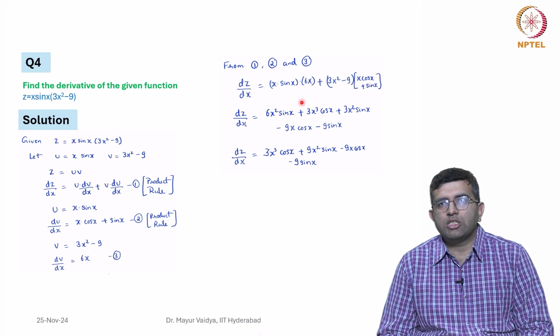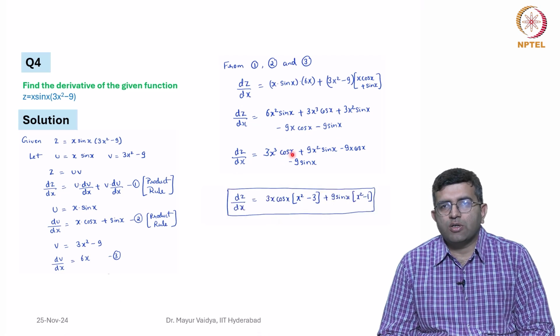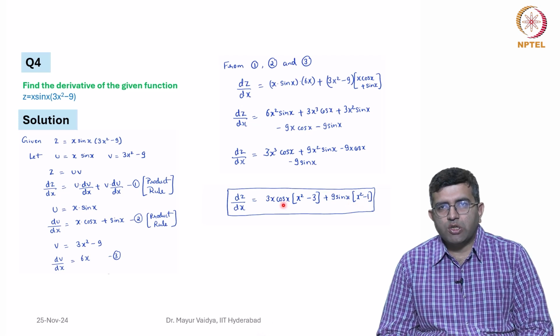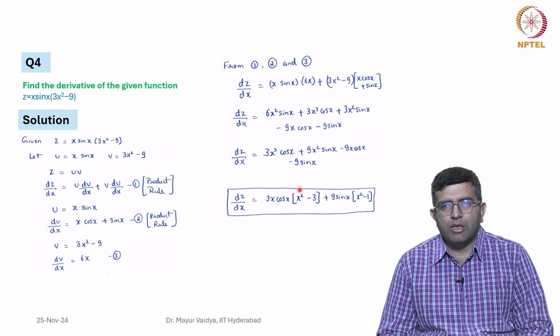And if you rearrange a little bit, you open the bracket terms. So, you get 6x square sin x plus 3x square sin x, which becomes 9x square sin x here. And if I rearrange it a little bit more, taking 3x cos x common, I get 3x cos x into x square minus 3, plus 9x square sin x outside, x square minus 1. So, this is the solution. Even if you do not simplify it till here, but you get the correct terms, it is okay, but it just looks a little better when you have simplified it.